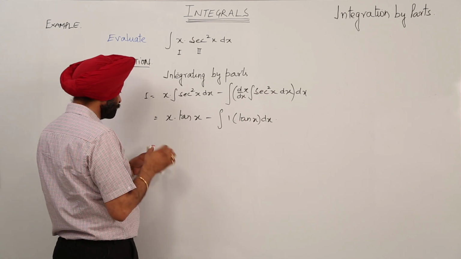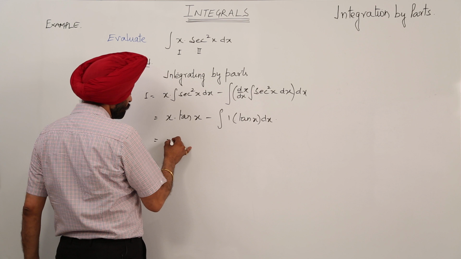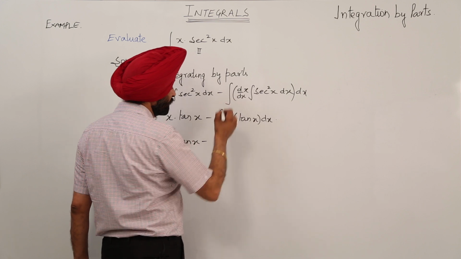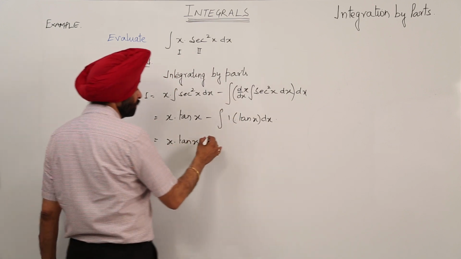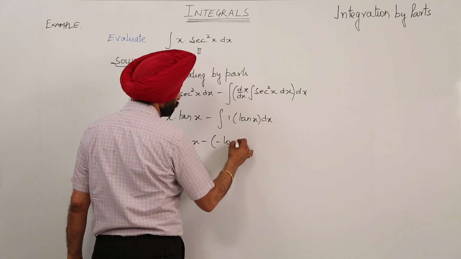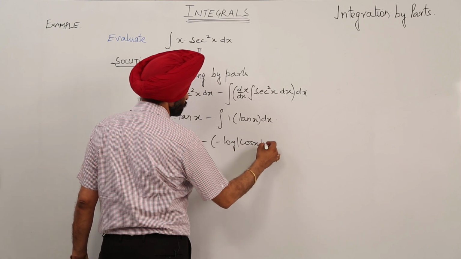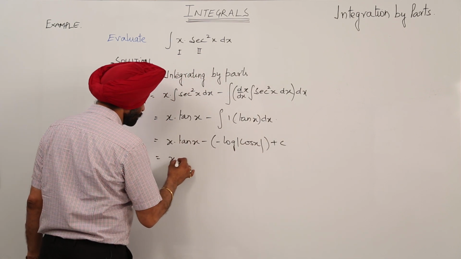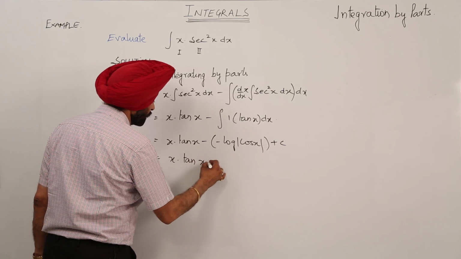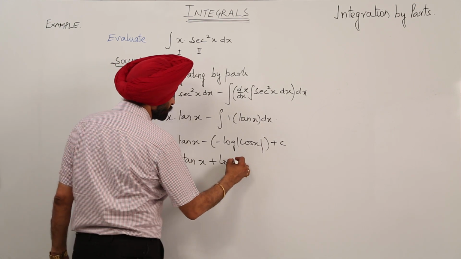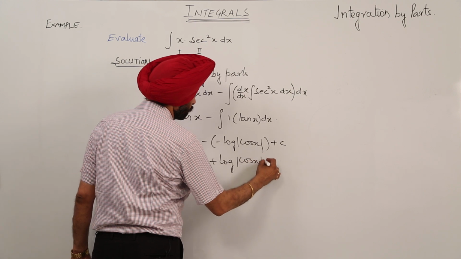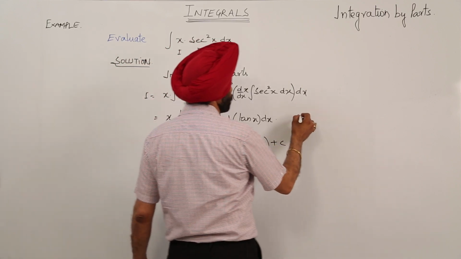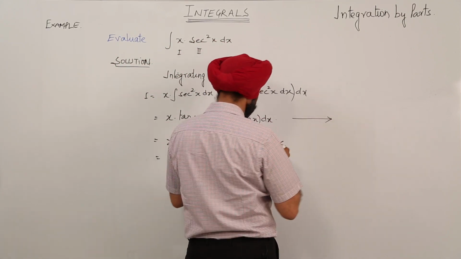Number 1, we can write it as x tan x minus, now integration of tan x, we can write it as minus log mod of cos x plus c. So this becomes x tan x plus log mod of cos x plus c. This can be the answer, or alternatively we can move from this step.